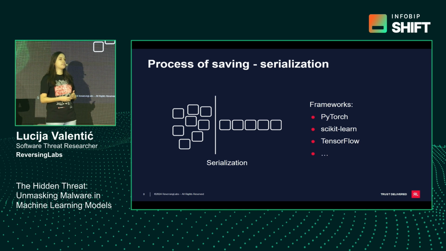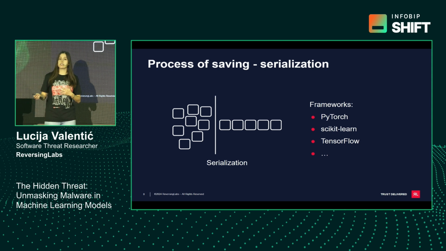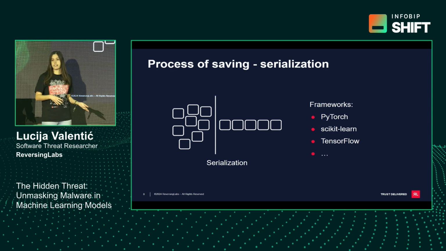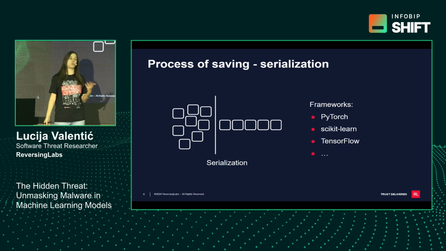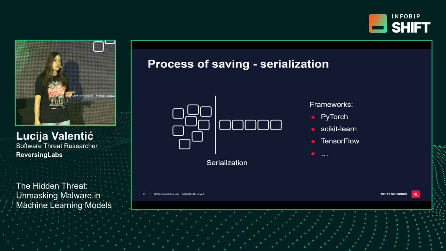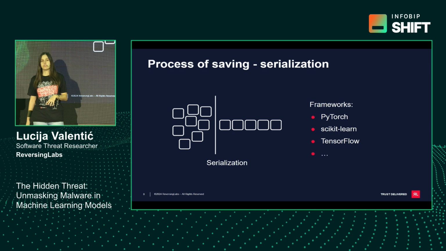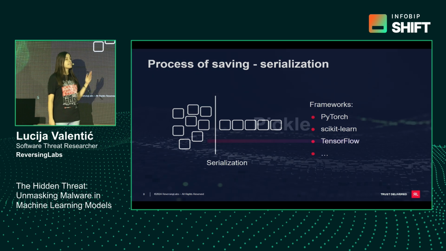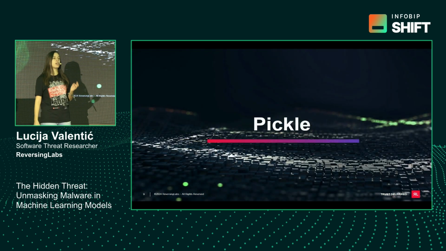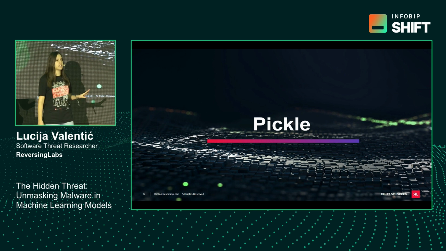ML frameworks have different libraries for different functions, and they also have different libraries for saving models, for serialization and deserialization. And of course, depending on which kind of model you're using, some may be better for you than others, but also some are more safe than others. We'll focus here on one particular library for serialization and deserialization, and that is pickle. But you may ask, what is pickle? And how exactly can you find yourself in a pickle?